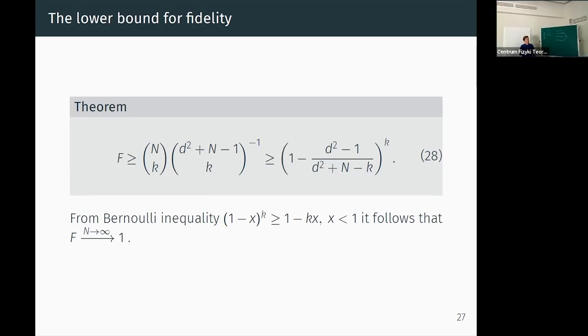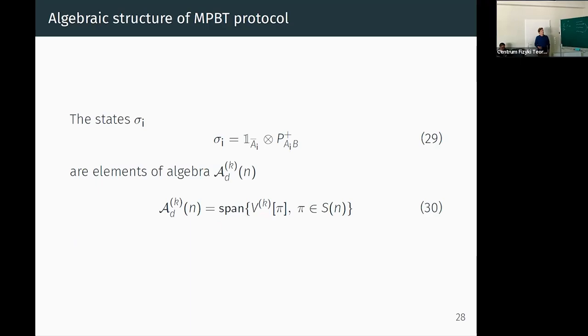In fact, two lower bounds, and the second one shows, by application of the Bernoulli inequality, that this fidelity in the multiport based protocol approaches one as n goes to infinity. All right. So this is, let's say, the first proof that these multiport protocols can be useful. But we can look at them in greater detail.